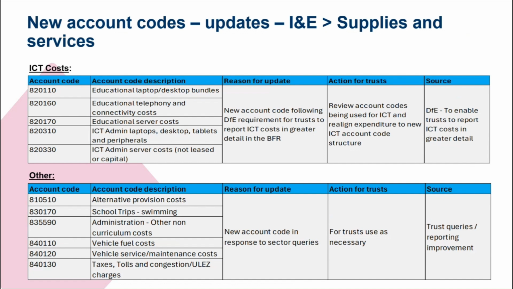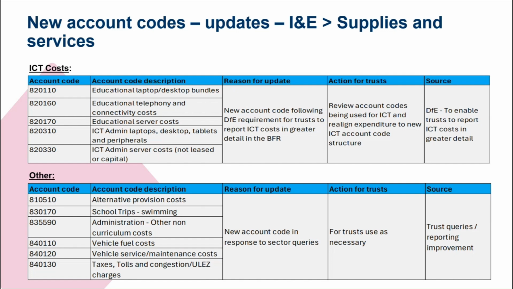So, moving on to supplies and services. Firstly, we've set up 5 new supplies and services account codes for ICT. That is to deal with, again, the new BFR ICT reporting categories. I'll show you in the guidance later, but as long as you split your expenditure onto the new structure of account codes, it will all feed directly into the new BFR reporting categories.